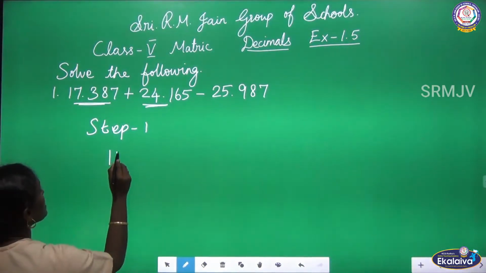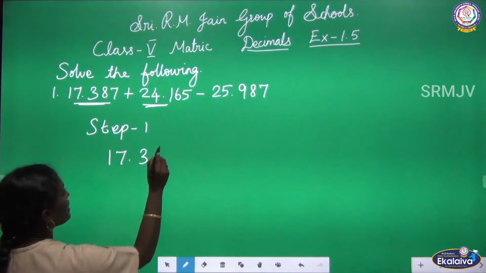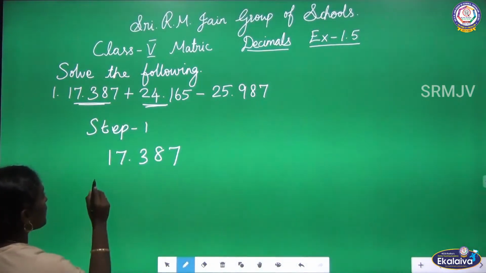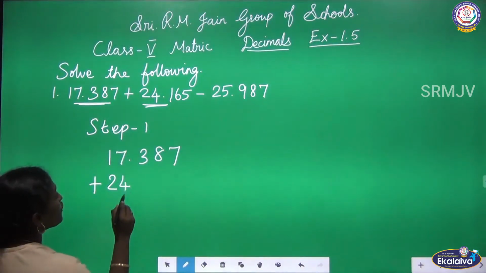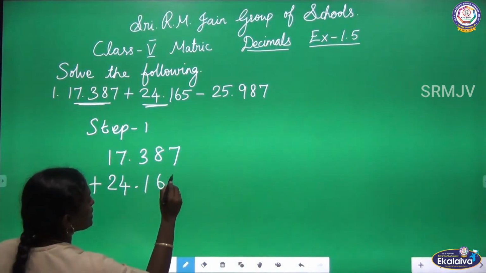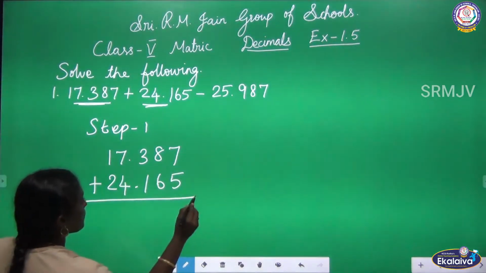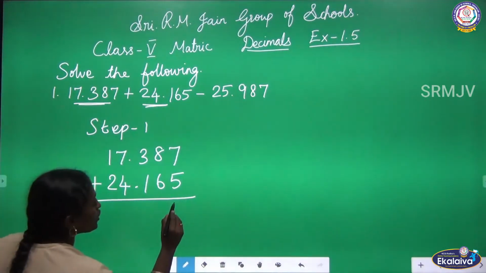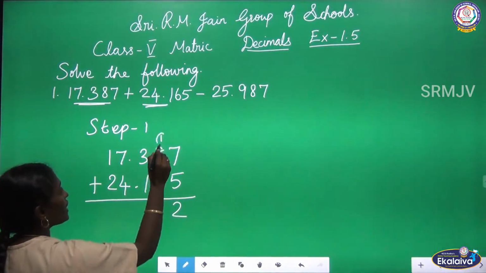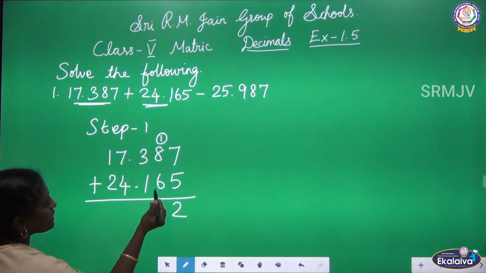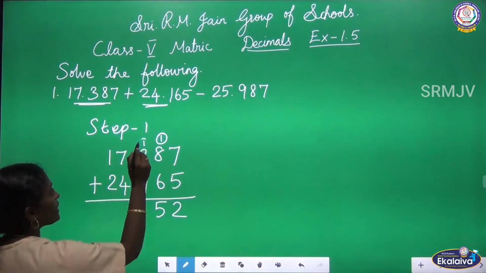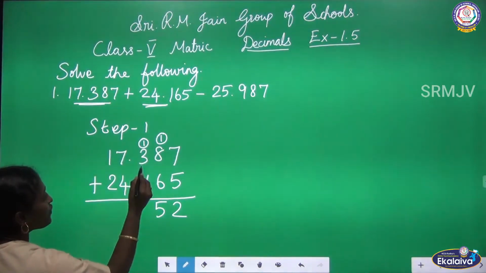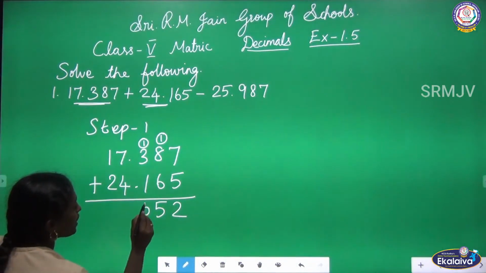the first number is 17.387. Then we are going to add the number which has plus symbol, that is 24.165. Here 7 plus 5, 12, 2 here, 1 carry over. Here 1 plus 8, 9, 9 plus 6, 15, 5 here, 1 carry over. 1 plus 3, 4, 4 plus 1, 5.